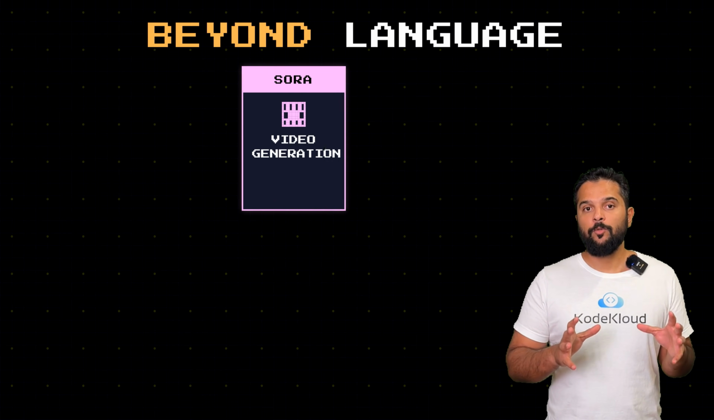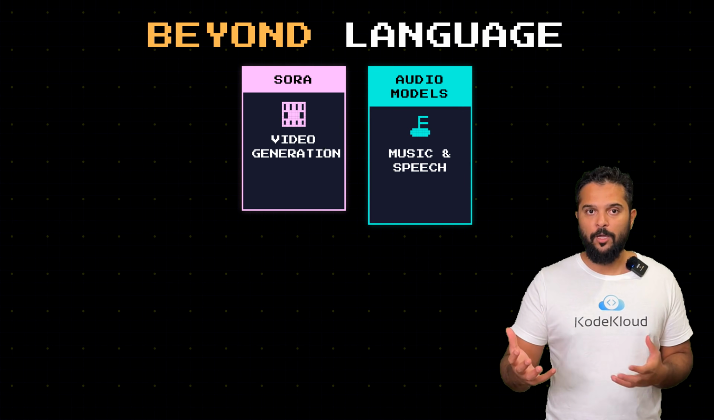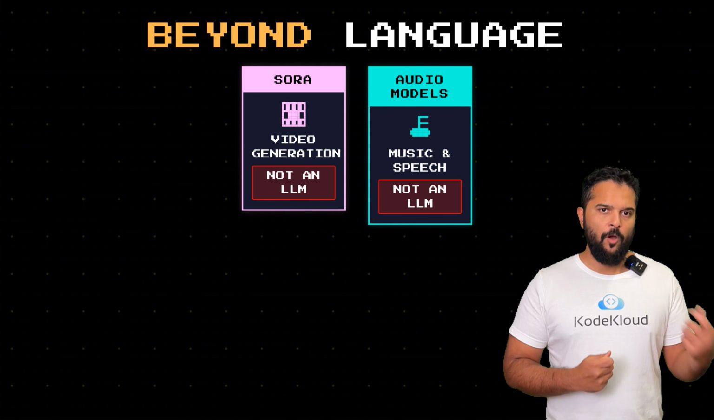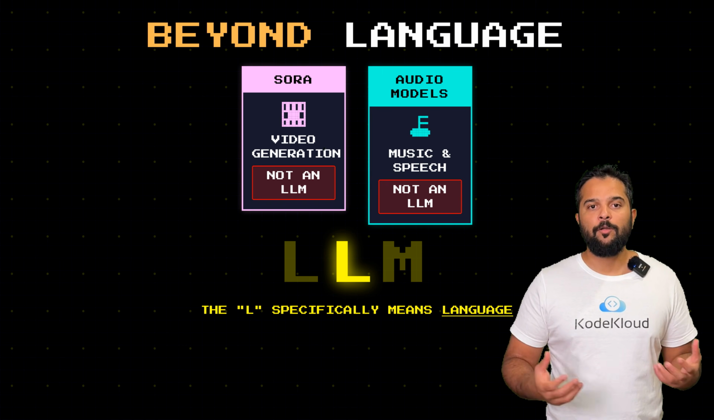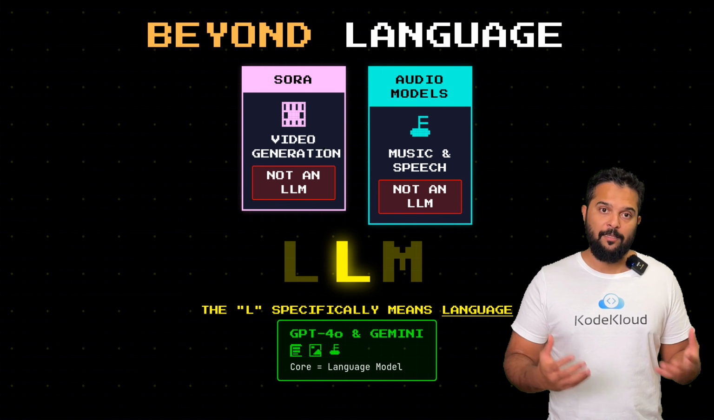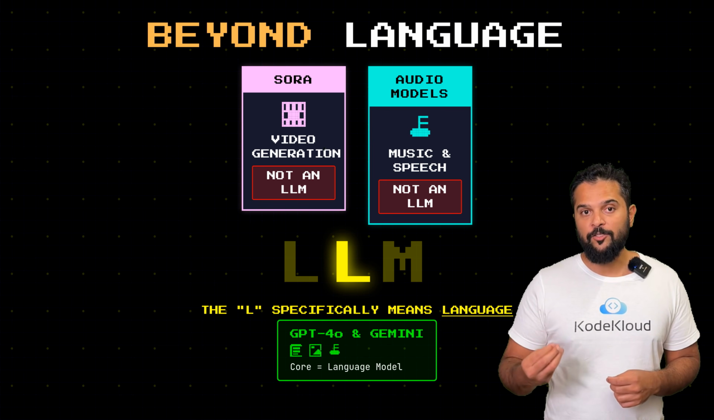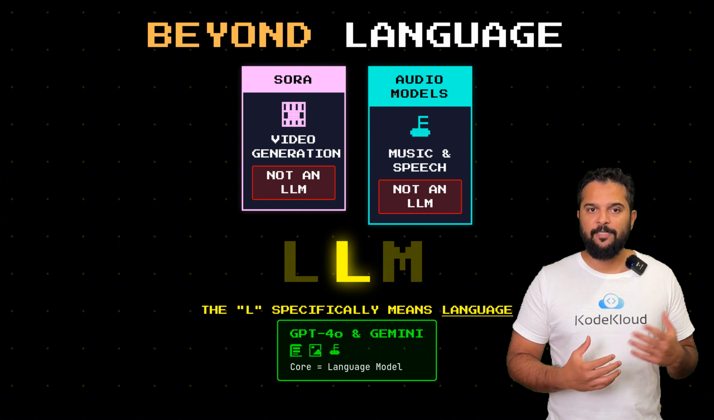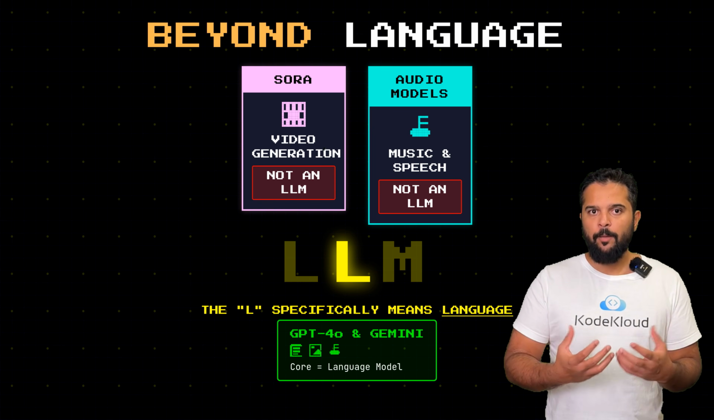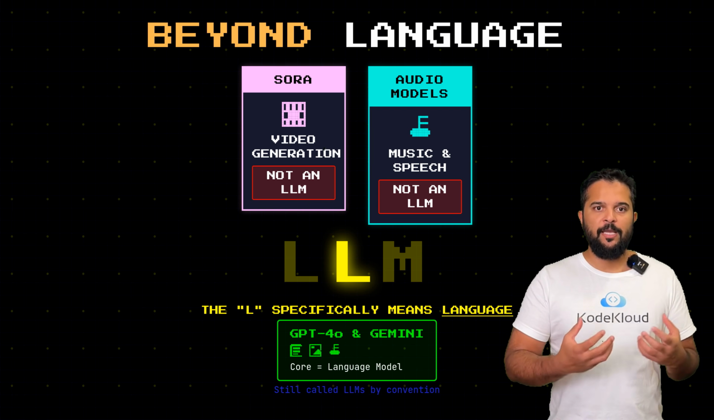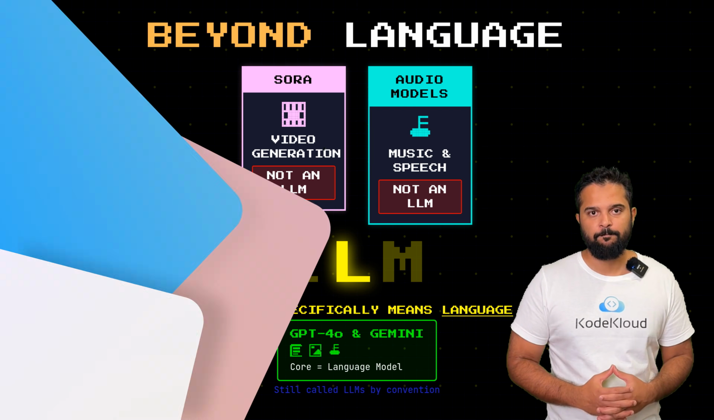Now, it's important to note that the transformer architecture is used beyond language. Sora, which generates video, and various audio models also use transformers, but they're not LLMs because they don't work with language. The L in LLM specifically means language. Now, models like GPT-4o and Gemini blur this line. They handle text and images and audio, so their core is still a language model, but they've been expanded to understand other types of input. People still call them LLMs by convention.